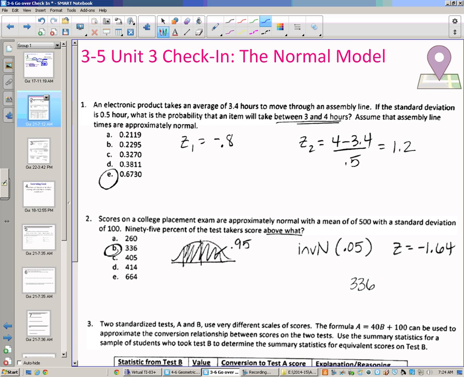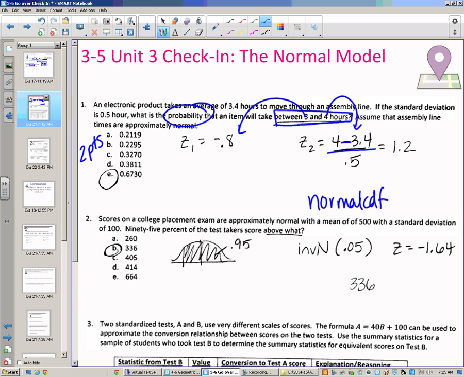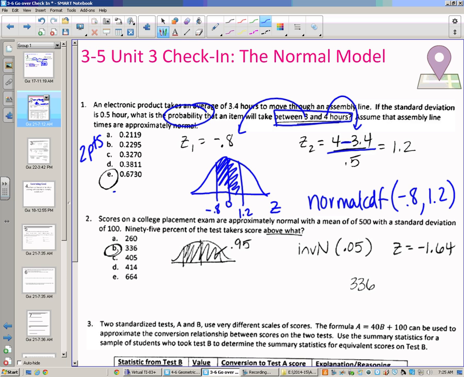Number one is E. This is worth 2 points. You are being asked to find a probability between 3 and 4 hours. So when you're asked to find a probability, I know that means I'm going to be using normal CDF. Okay, so I figured out my z-score for 3, and I figured out my z-score for 4 by doing value minus mean over standard deviation. If you drew the curve, then it would have looked like negative 0.8, here's 0, 1.2, and you're trying to figure out this probability in between. These are z-scores. So normal CDF, negative 0.8, comma 1.2. That gives you your answer of E.